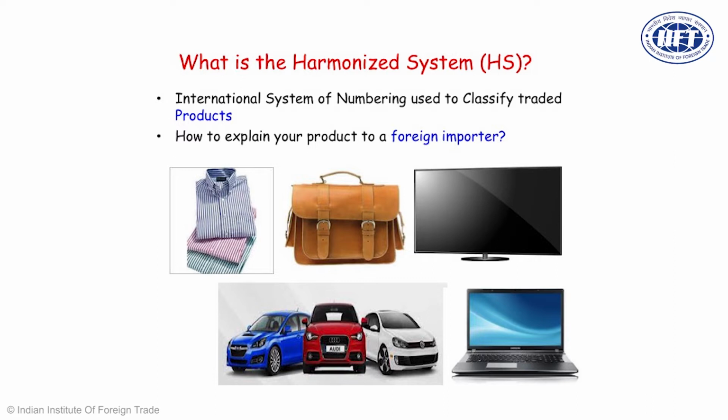But the vehicle can be, let's say, an 800cc engine vehicle, a 1000cc engine vehicle, or a 1500cc engine vehicle. Similarly, shirts, as we said, can be 100% cotton or of a different material like polyester. So the product the exporter is sending and the product the importer is demanding have to match. For that match to occur, we require the Harmonized System.